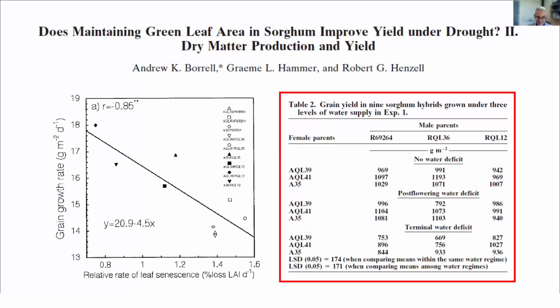You can see the graph on the left-hand side. On the x-axis is relative rate of leaf senescence, and on the y-axis is grain growth rate, and there is a negative correlation. You can see that the stay green types had a low rate of leaf senescence and a high grain growth rate.